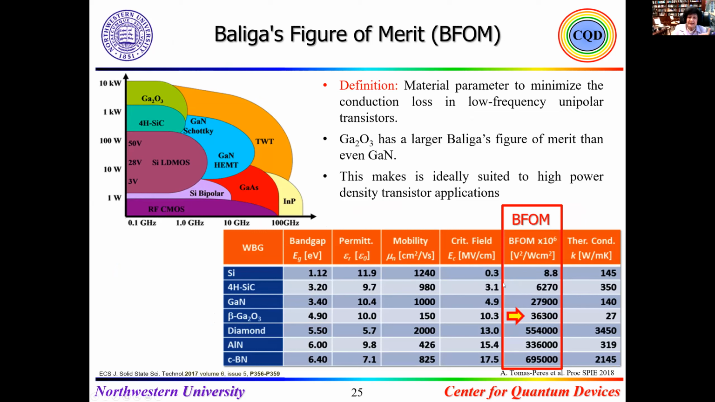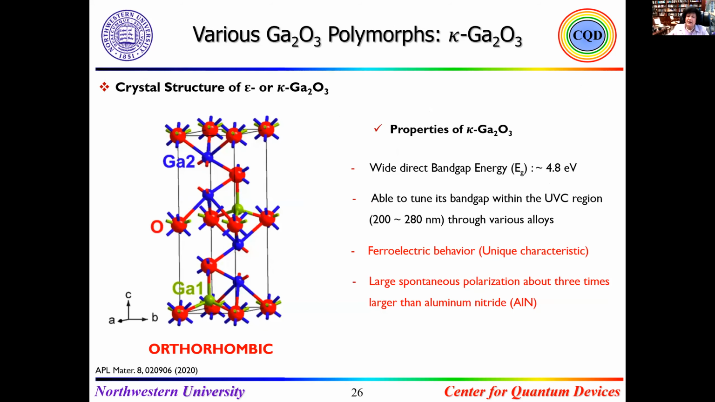One of the important aspects of beta gallium oxide is the Baliga parameter. The definition of the Baliga parameter, which most of you know, is to minimize the conduction loss in low frequency unipolar transistors. Compared to gallium nitride, silicon carbide or silicon, it is much higher. What does that mean? If we make a transistor, it can have much better performance, especially for the breakdown voltage. On the other hand, the kappa phase is again a direct gap, is stable, and at the same time has a band gap in the UVC region, has ferroelectric behavior, and has a large spontaneous polarization, about 3 times larger than aluminum nitride. All of that is very important for many applications.